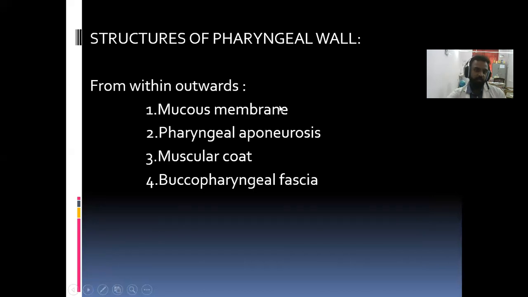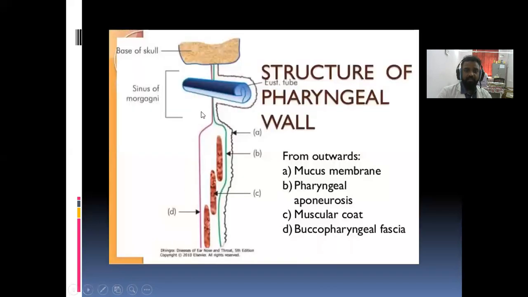The structures of the pharyngeal wall are the mucous membrane, pharyngeal aponeurosis, a muscular coat, as well as the buccopharyngeal fascia. I can show you a diagram where the outer part, the brown lining, shows the mucous membrane. Next is the green line, which shows the pharyngeal aponeurosis. In the middle is the muscular coat, and last is the buccopharyngeal fascia.